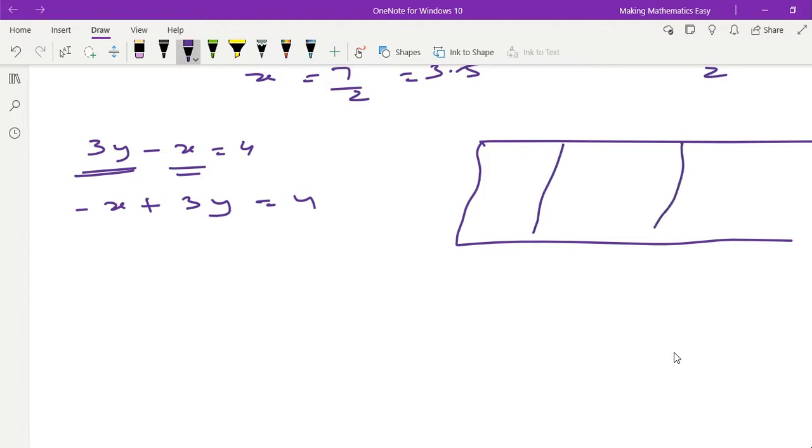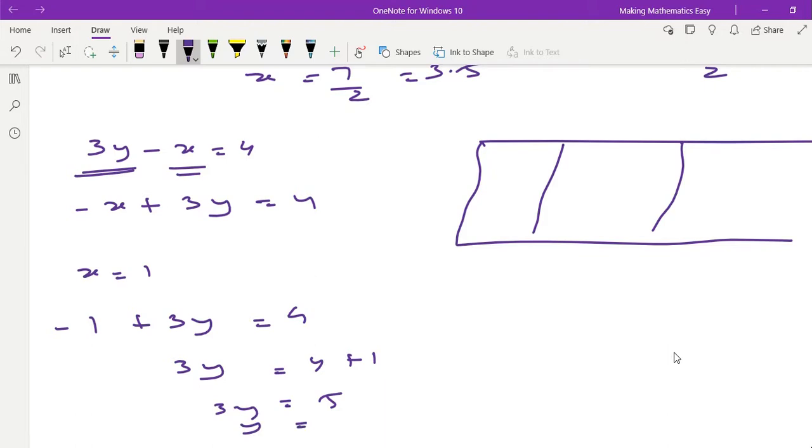Okay, so let's take x as 1 first. So this will be minus 1 plus 3y is equal to 4. So 3y is equal to 4, and this 1 will become plus, so 3y is 5. Y is equal to 5 upon 3, which will be 1.6. So x is 1 and y is 1.6. So your coordinate is 1 comma 1.6.